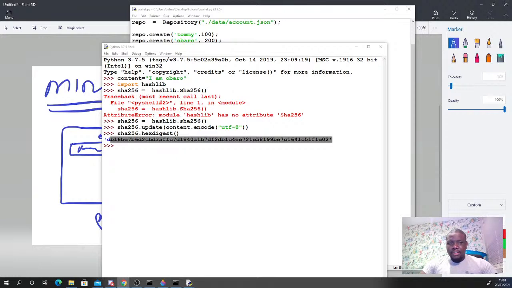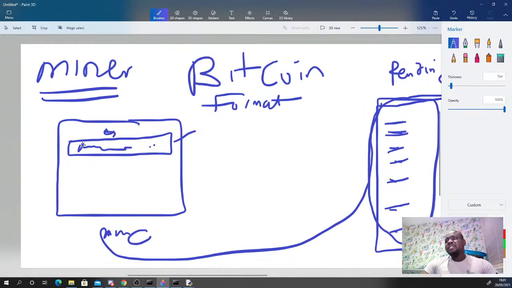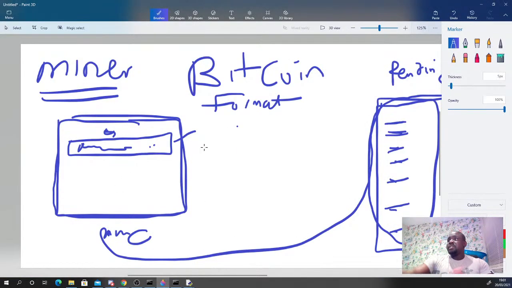no matter what I do, this is going to be the hash value for that particular block. So that's what I'm saying. This is the hash value. This content is going to be exactly what that particular hash will be. So now, how will you be able to find this hash value? For you to find this hash value is the problem.